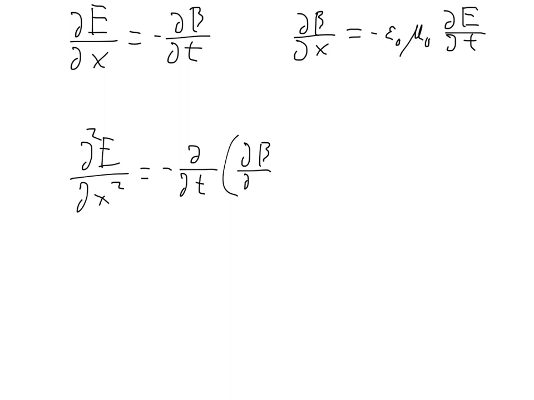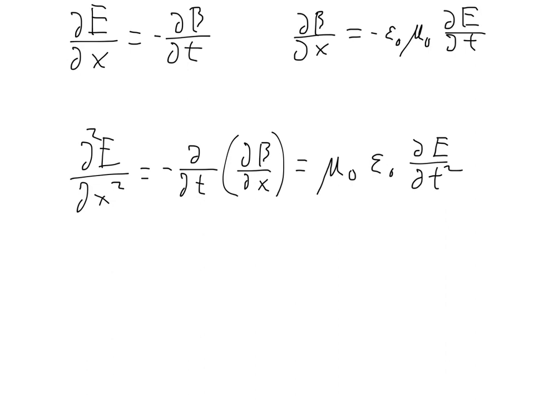dB dx. This is true from the first equation, and if we plug in for what we have here, we're going to find that we get the following form. And of course, notice how the minus signs all disappear on us. So this now gives us a straightforward relationship between how the electric field changes in x and how the electric field changes in time. And we can do the exact same thing for the B field.